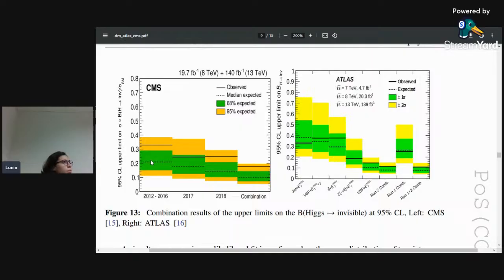I think it's the median of this band. Mediana. You take the median of this band. But this is the distribution. It's not the data. No, this is not the data. This is the limit that you already got from the data.